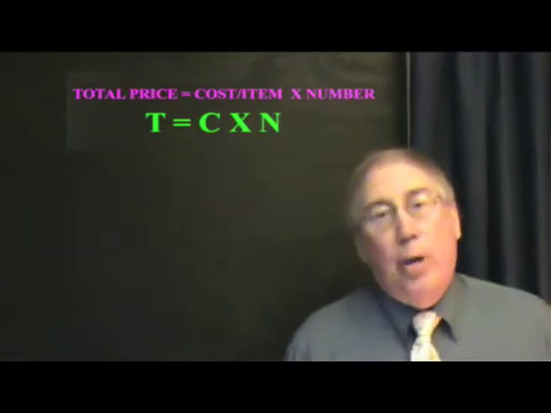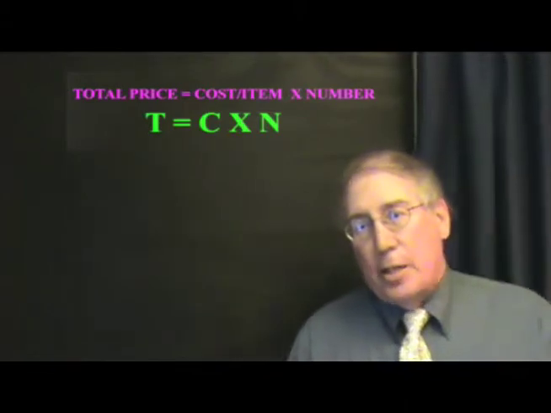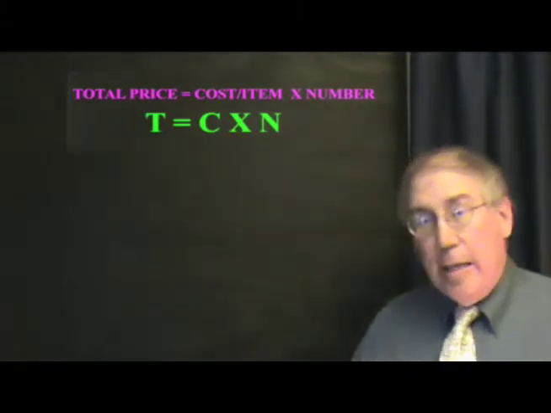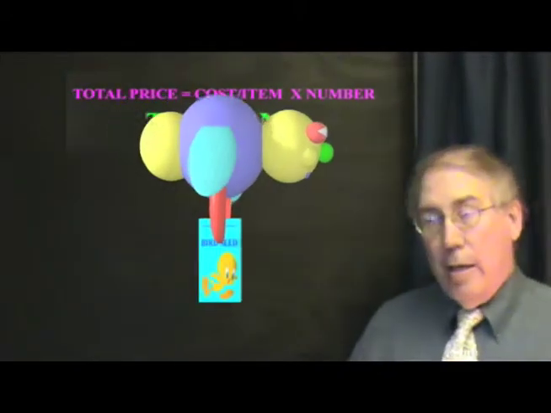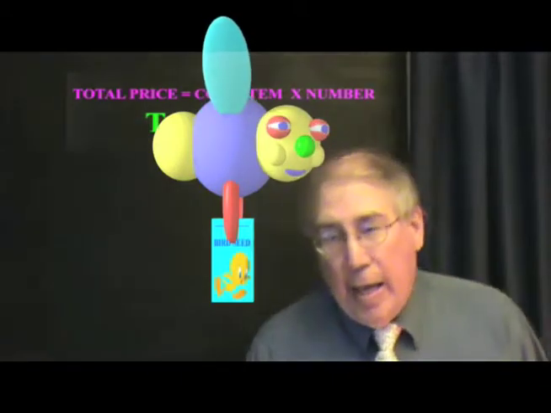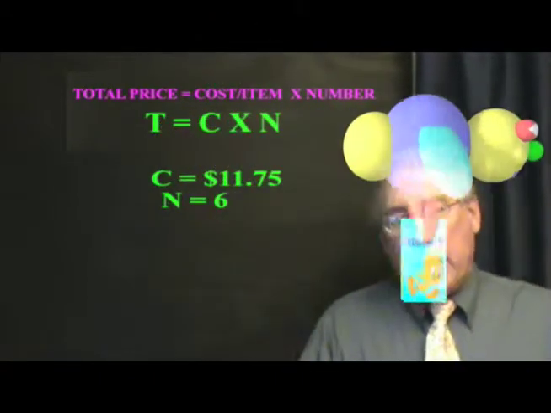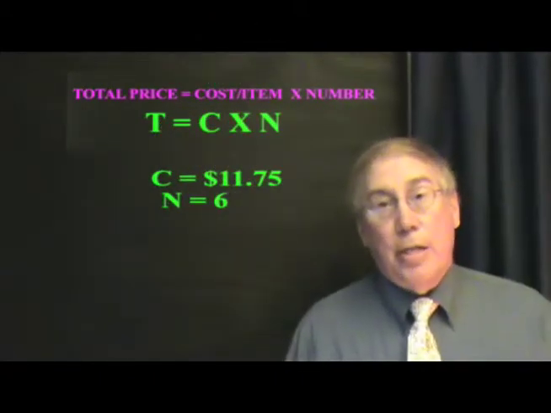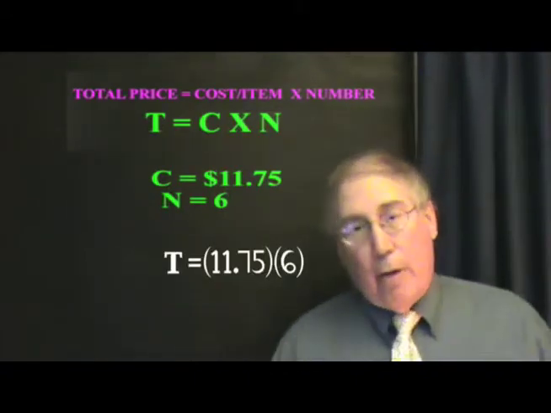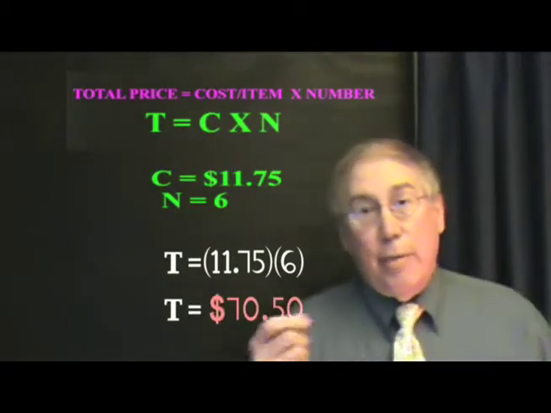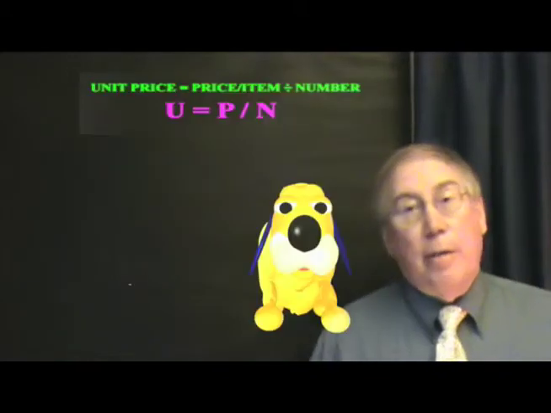In our next case here, we're interested in the total price, and that's equal to the cost per item times the number of items. So we can say T equals C times N. Now, this is our friend John Bernoulli, and he's buying some bird seed, and he has one box there. The price of that one box is $11.75. But he's going to buy 6 boxes. So we put 11.75 in for C and 6 in for N, and we multiply those two together and we get the total price is $70.50.